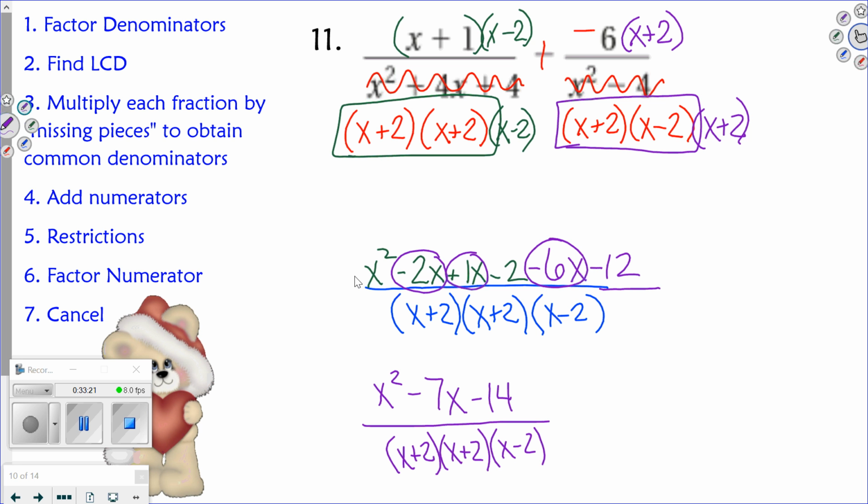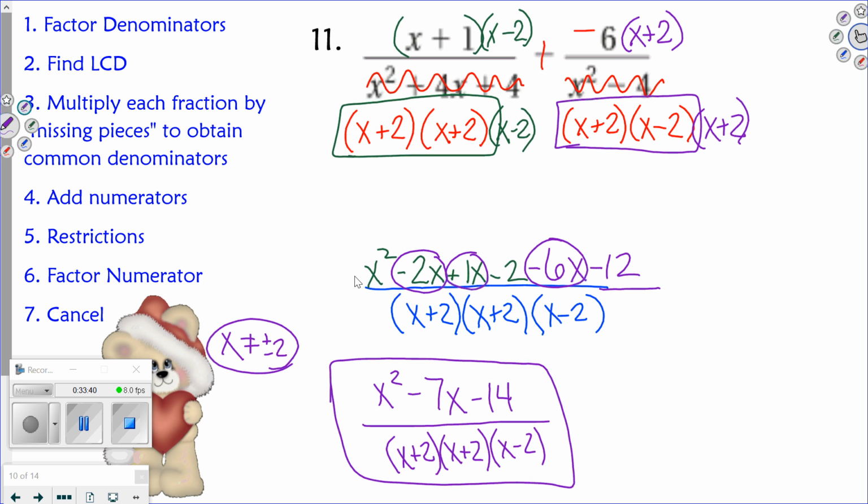Okay, step 5, restrictions. Good, plus or minus 2, coming from my denominator. Step 6, can you factor that numerator? No, it's not going to factor. So does anything cancel? Nope.